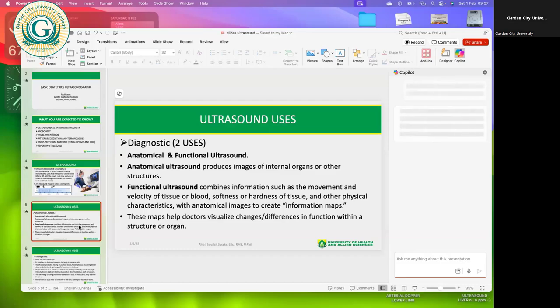Whereas we have functional ultrasound. You want to see if there is perfusion. You want to see if there is blood flow within the umbilical cord, for instance, which would help you be able to tell if there is distress or not. So umbilical artery Doppler studies is an example of a functional ultrasound under diagnostic uses.